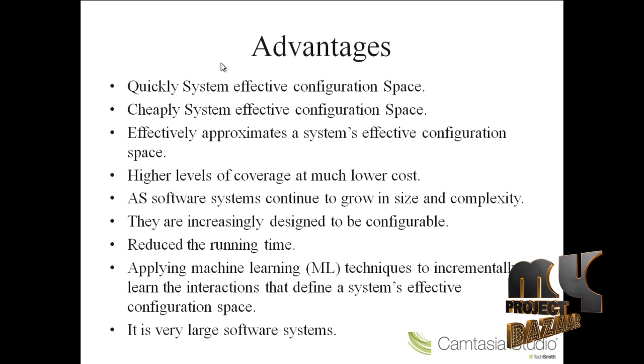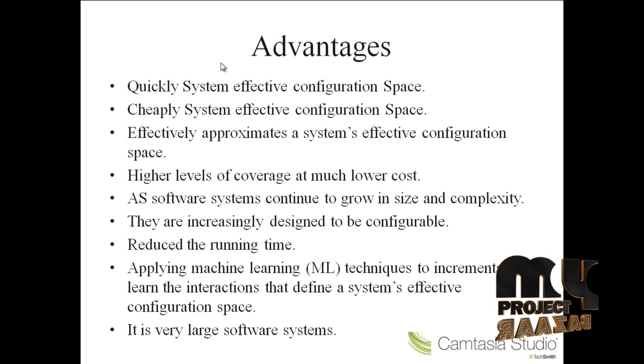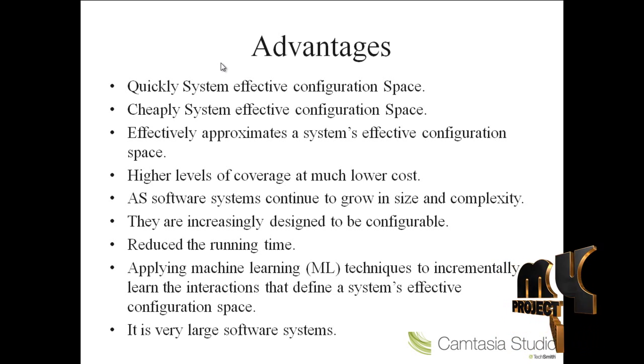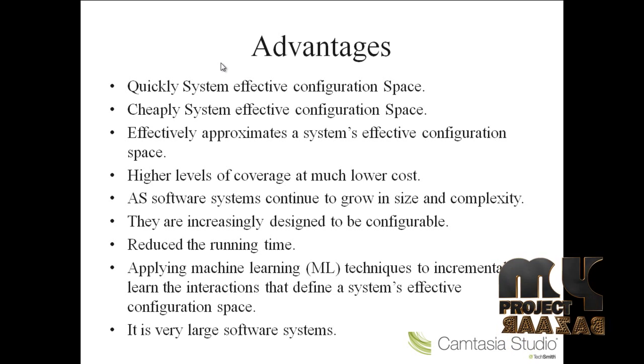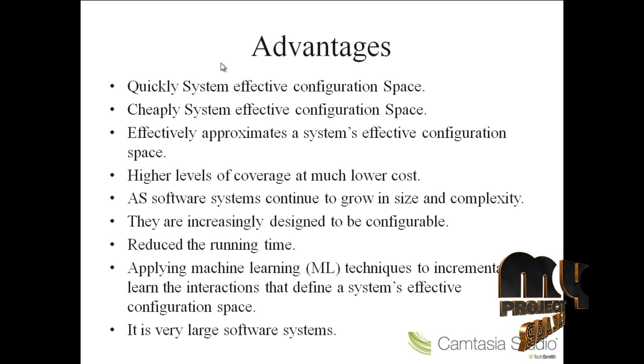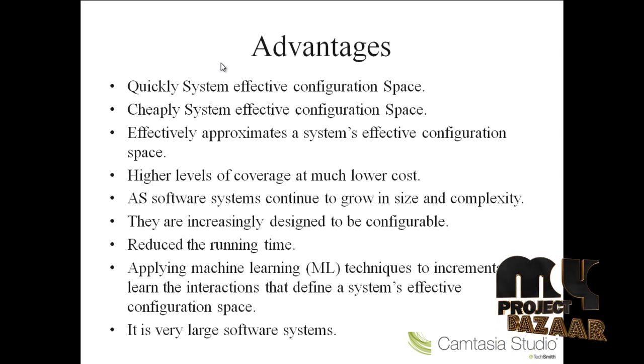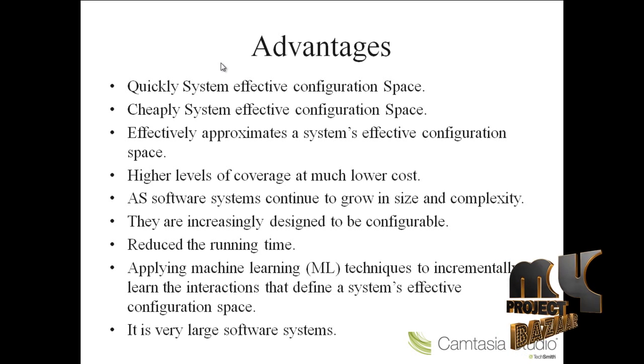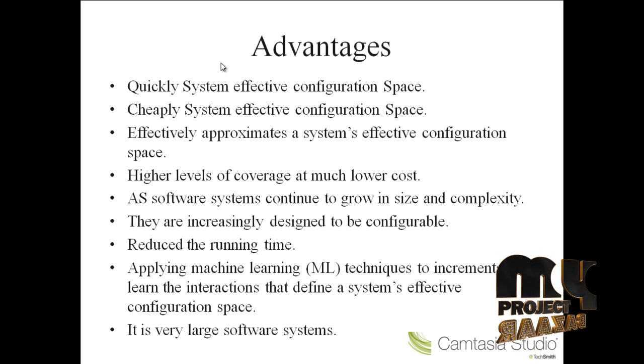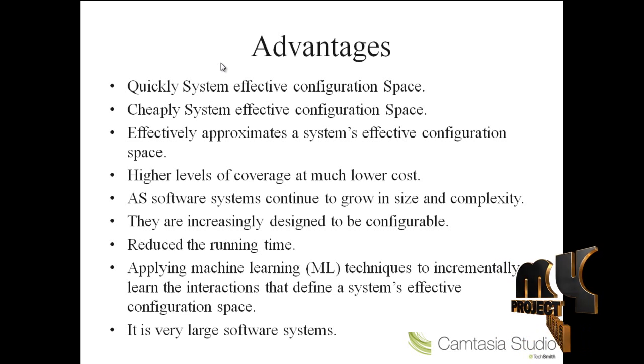The advantages: quickly, cheaply, and effectively approximate a system's effective configuration space, with a higher level of coverage at much lower cost. As software systems continue to grow in size and complexity, they are increasingly designed to be configurable. To reduce the running time, machine learning techniques are applied to incrementally learn the interactions that define a system's effective configuration space. It is a very large software system.